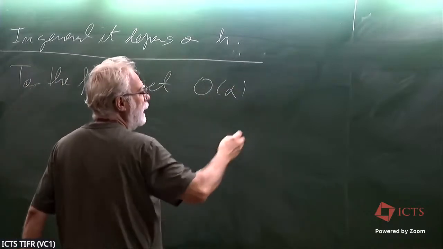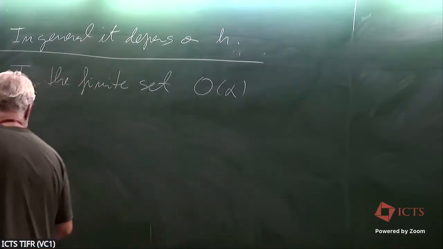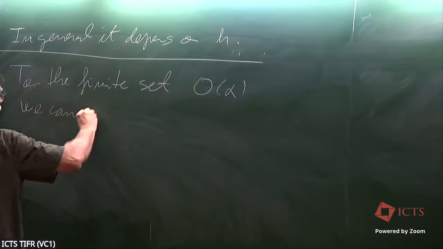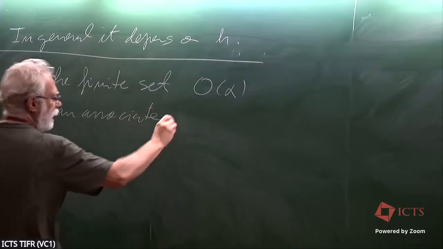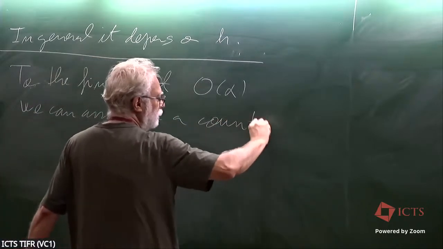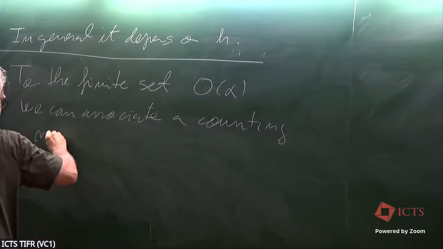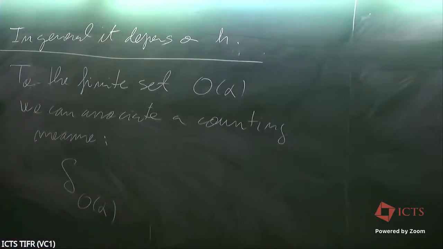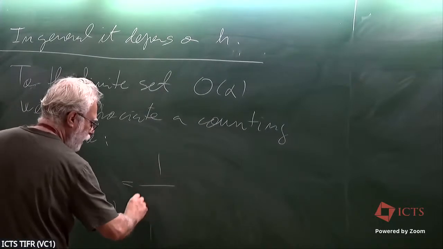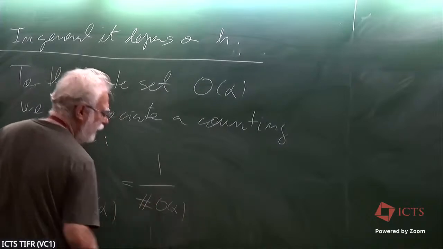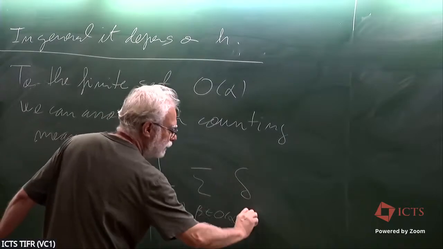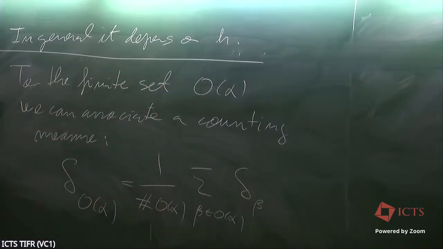Given a finite set O of alpha, we can associate to every finite set a counting measure, delta of O of alpha, which can be written as 1 over the number of elements in O of alpha times the sum for all beta inside O of alpha of the Dirac delta at the point beta. Okay, what does it mean?